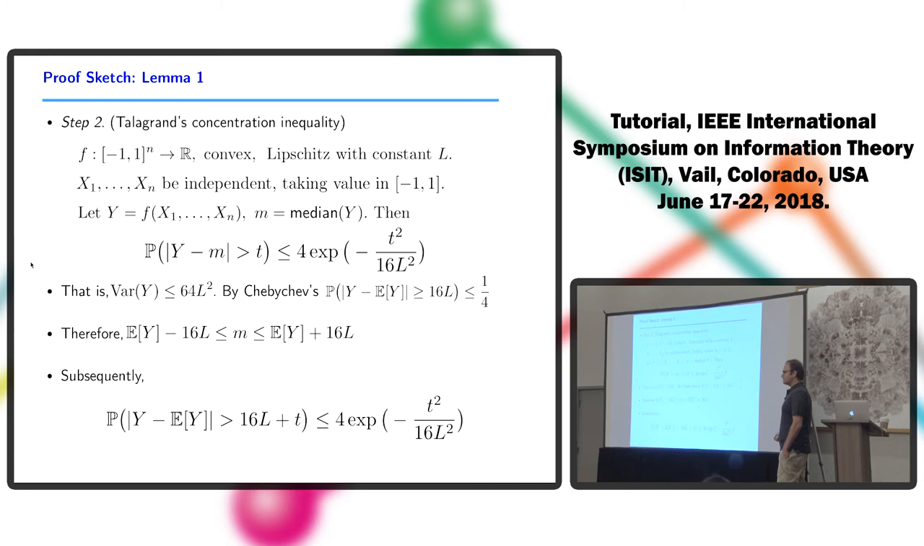which in turn implies that y minus E of y, now not the median but y minus E of y, cannot be larger than t plus 16L by the same amount. Okay, a few steps. All we want to show now is that the function that maps Q to its spectral norm is convex and Lipschitz.